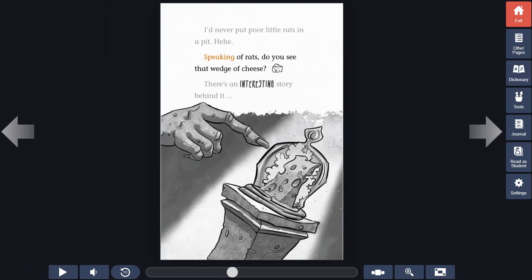Speaking of rats, do you see that wedge of cheese? There's an interesting story behind it.